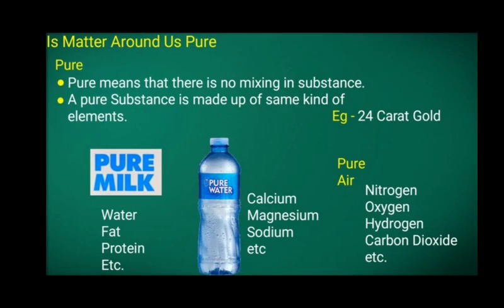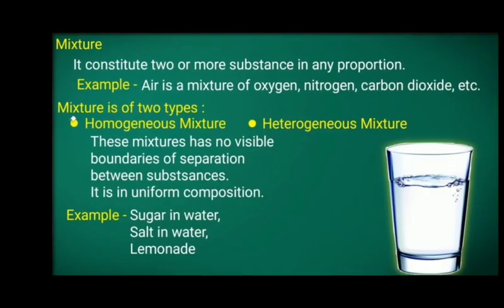Now let's find what a pure substance is. Pure means that there is no mixing in the substance. A pure substance is made up of the same kind of elements. Examples: 24 carat gold, or pure water, fat, protein, etc. Calcium, magnesium, sodium, etc. or pure air which only comprises nitrogen or pure oxygen, hydrogen, carbon dioxide, etc.